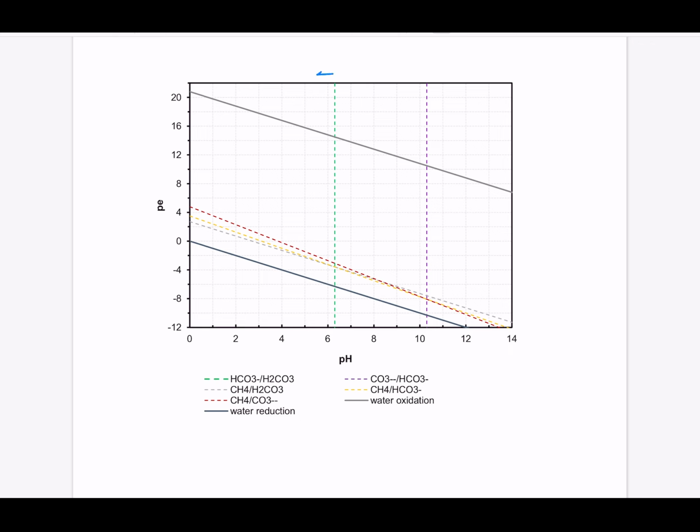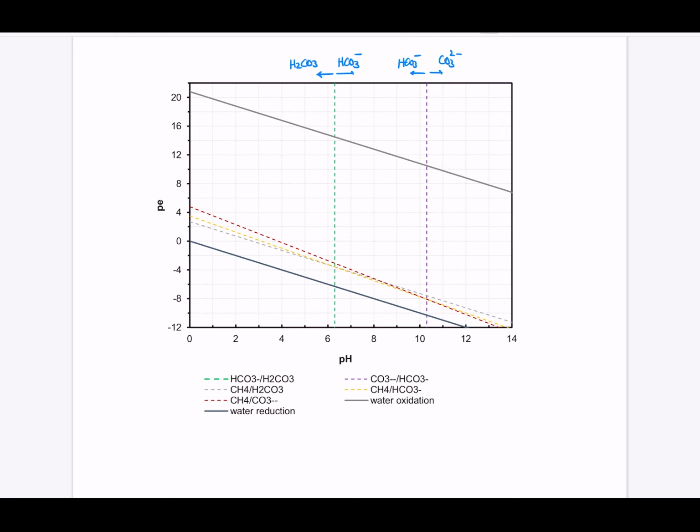What's on the left of this one? Exactly, so H2CO3. And obviously this one is HCO3 minus. This one is opposite, HCO3 minus going to CO3 2 minus. We don't have any horizontal line because we don't have a simple redox reaction.